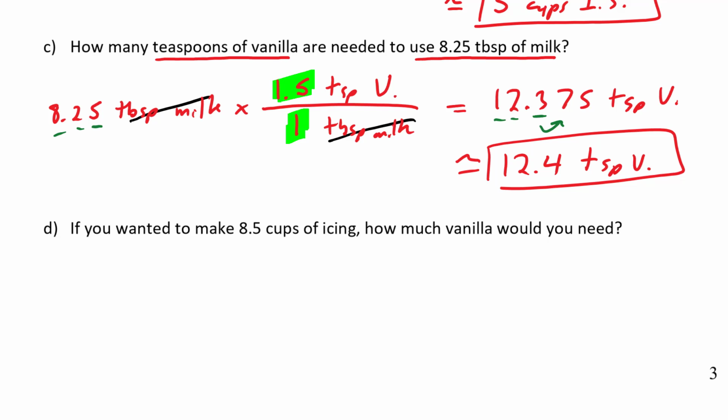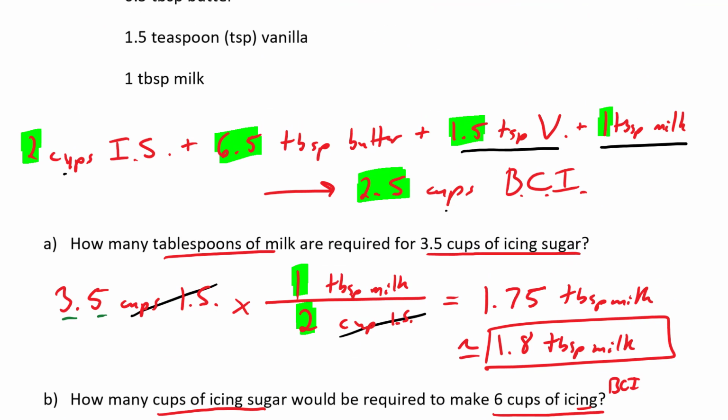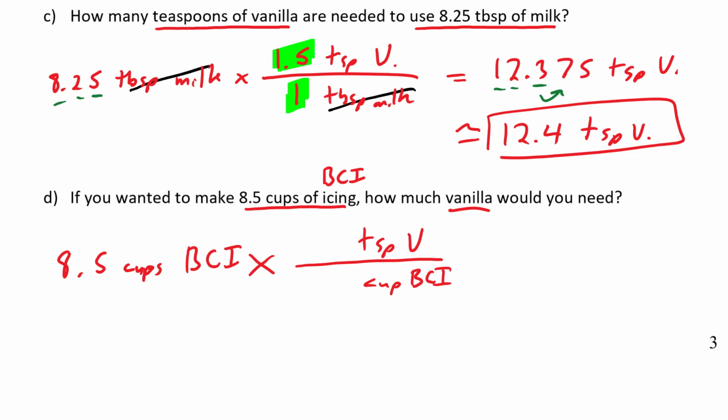Lastly now, I want to make 8.5 cups of buttercream icing. How much vanilla do I need? 8.5 cups of buttercream icing. Conversion factor, we have cups of buttercream icing on the bottom, and vanilla was given by teaspoons of vanilla. Go to our recipe now. 2.5 cups buttercream icing, 1.5 teaspoons of vanilla. We use those coefficients to convert between those two ingredients.